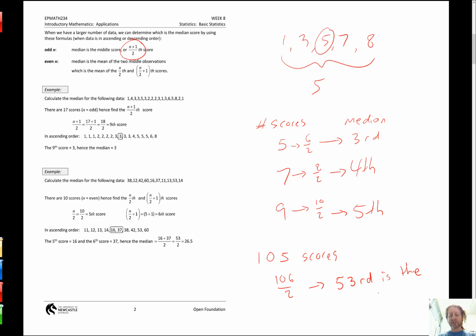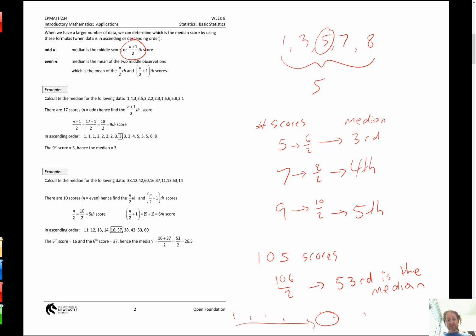I'm not saying the number 53 is the median. I don't know what the 53rd score is. The 53rd score could be 286. I don't know. But if I line up all these 105 scores in order and I walk into the 53rd score, whatever that 53rd score is, it's the median of my data. It's the central number. It's got 52 scores to the left of it and 52 scores to the right of it. It's the 53rd score. So that's the technique for odd numbers.